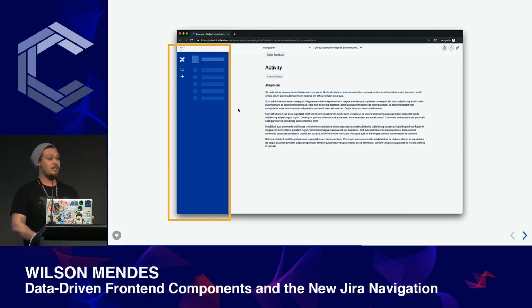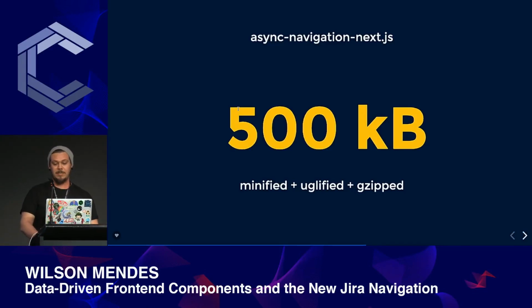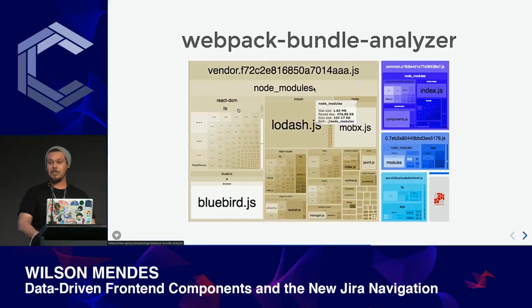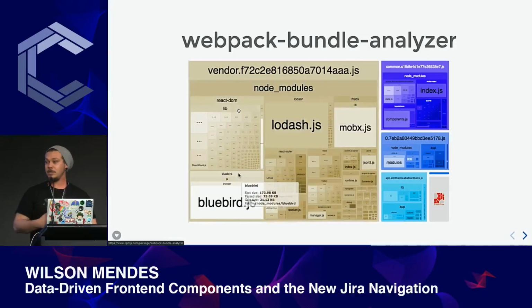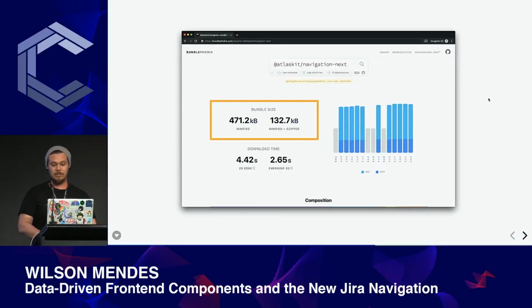Because it was in every page, if you do a small improvement, you improve the whole product. And specifically, this file called async navigation next. This file, bundled, minified, uglified, gzipped, was 500K bytes. I'm talking gzipped; without gzip, it would be a few megabytes. So it was huge. And using webpack-bundle-analyzer to understand the internals and how we're using the packages, we found that the root cause of the whole bundle increase was navigation next.